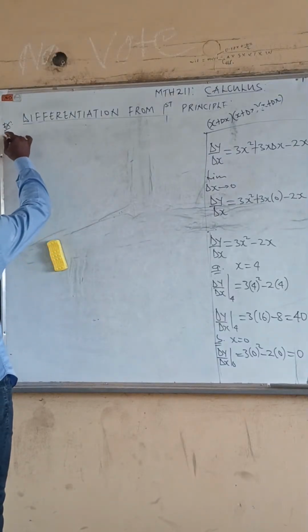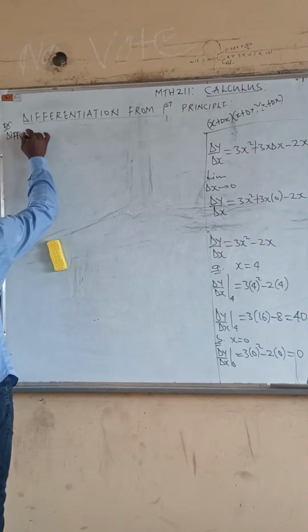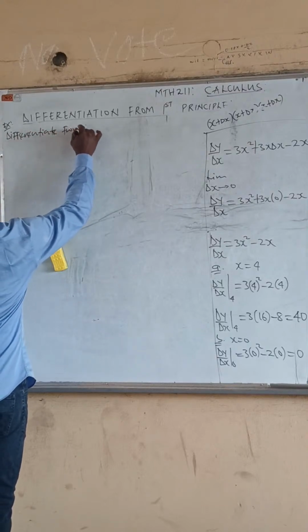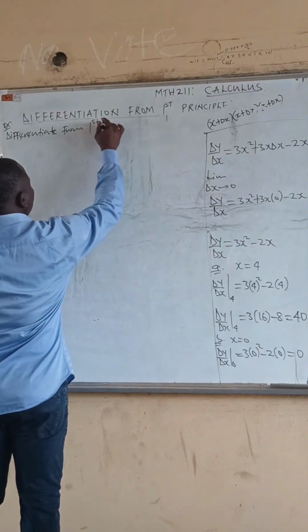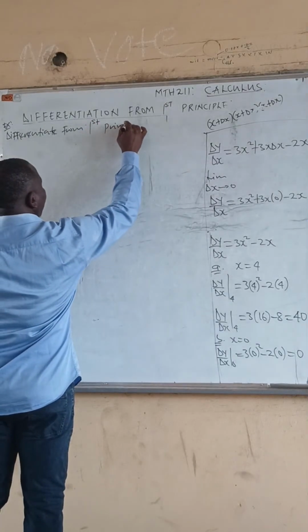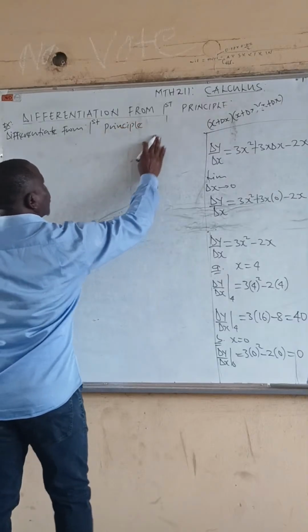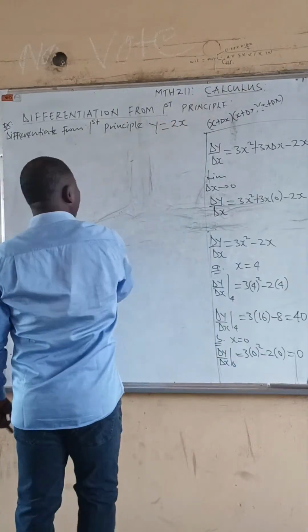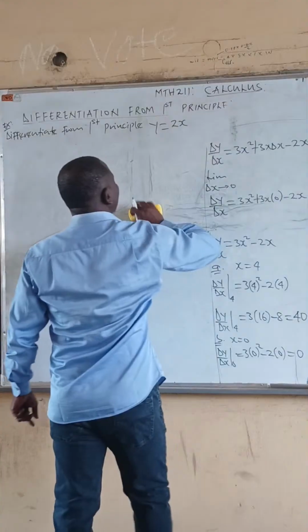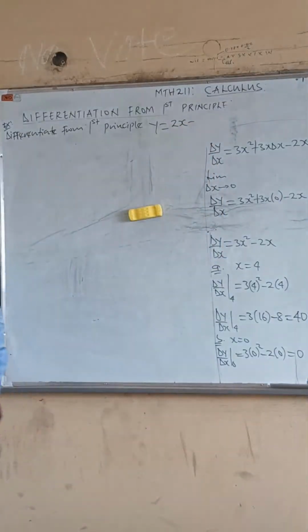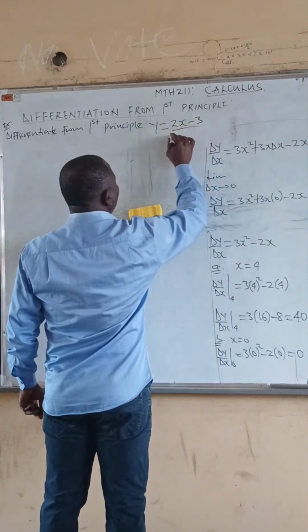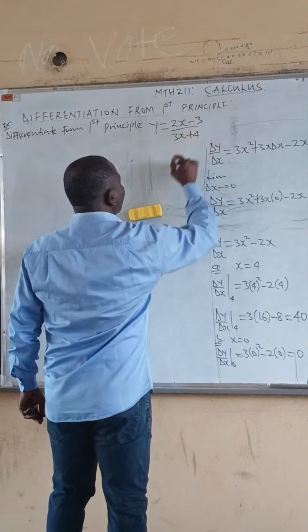Another example. Differentiate from first principle: y equals to 2x minus 3 all over 3x plus 4.